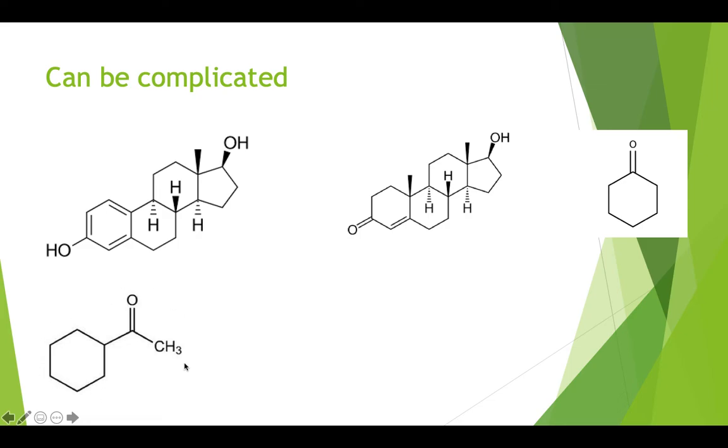This one, the longest chain when naming in IUPAC, should have the carbonyl on it. And so this is 2 carbons long, so it would be an ethanone. And so it would be 1-cyclohexylethanone.